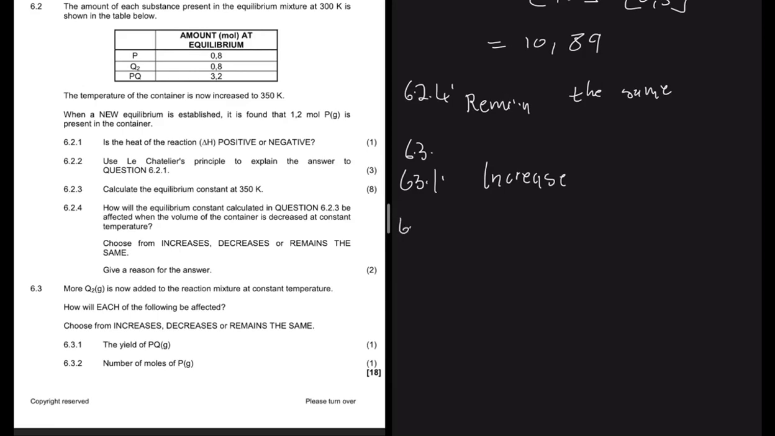So basically what I'm saying is that if you increase the reactants, then the yield of the products will increase. If you increase the product, then the yield of the reactants will increase, so the reverse reaction will be favored. And then 6.3.2 says the number of moles of P. 2P and Q2, and they're saying we increased Q2, right? So what will happen to P? The number of moles of P will go down, because the forward reaction will be favored if you increase the reactants, right? So P will be getting depleted at a higher rate. So for 6.3.2, that will be decreases.